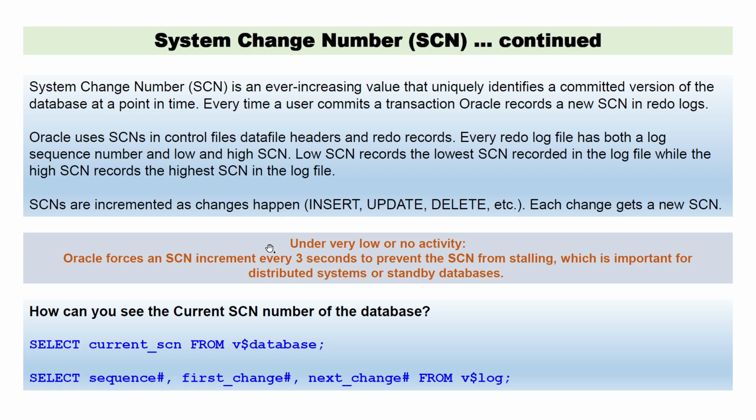Now, even if there is no database activity happening, under very low or no activity, the checkpoint will still be updating. Oracle forces an SCN increment every 3 seconds to prevent SCN from stalling. So even if there is no update activity happening, you will still find the SCN incrementing. So basically the rule is every 3 seconds it will automatically increase. How can you see the current SCN of the database? You can run select current_scn from v$database, and from the log you can run select sequence#, first_change#, next_change# from v$log. So you can use either current_scn from the database or from v$log.